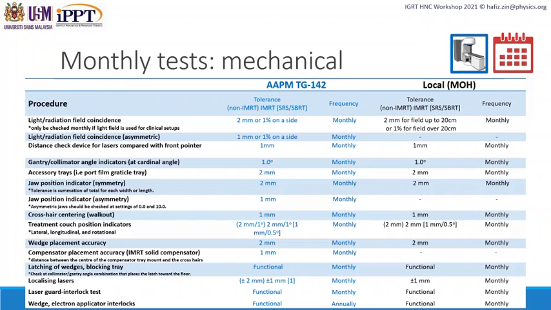Besides those, the mechanical aspect is also important because it affects the geometric accuracy of the treatment delivery. So this includes the light versus the radiation field coincidence for asymmetric and symmetric fields, the gantry and collimator angle indicators, the jaw position indicator, the crosshair centering, the couch position in the lateral, longitudinal and rotational position, then other mechanical aspects that you can see here. And these are the tolerance levels acceptable for each of these components.